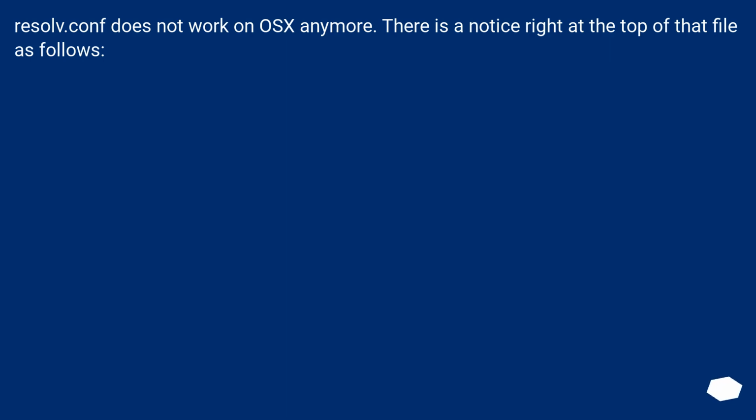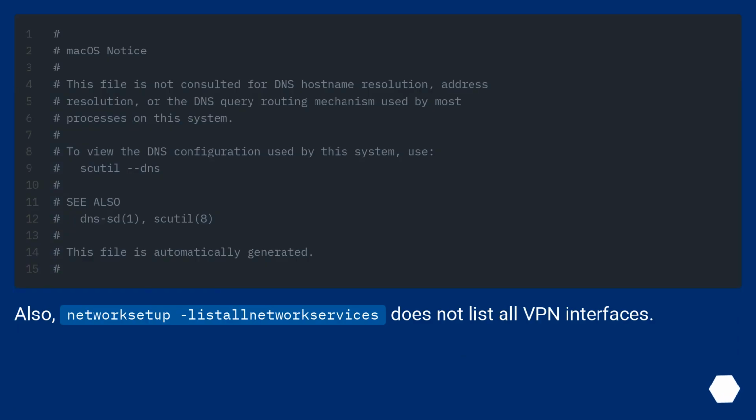resolv.conf does not work on macOS anymore. There is a notice right at the top of that file as follows. Also, networksetup -listallnetworkservices does not list all VPN interfaces.